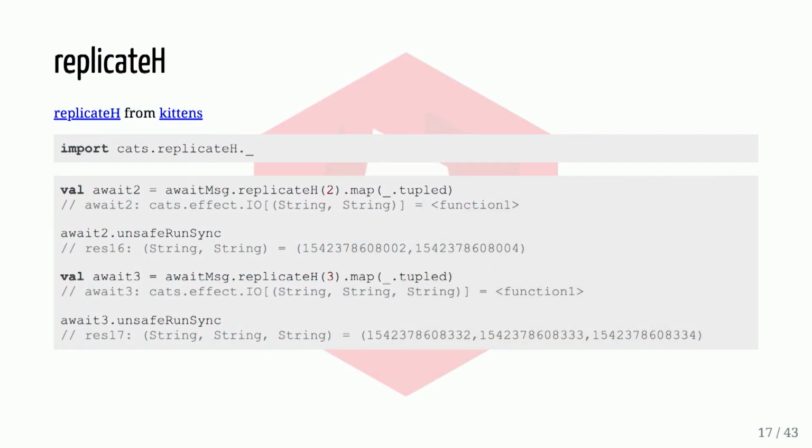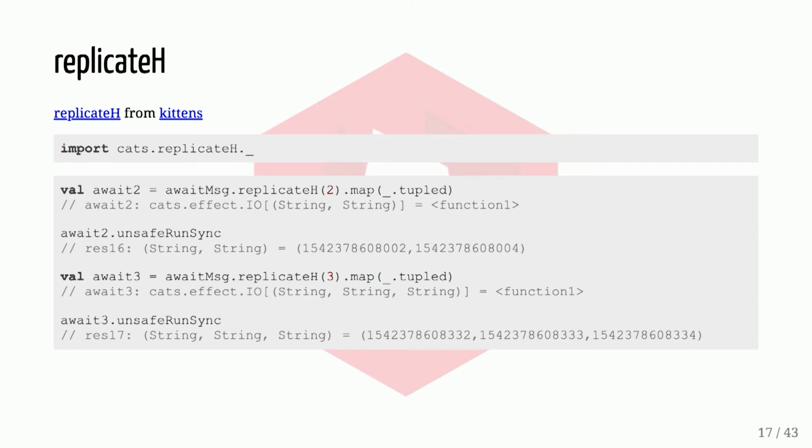So yeah, I think we agreed we could do better, and we wrote up a more general version of this that preserved the type safety. So this became replicateH, which actually lives in Kittens now. If we have time, I'll come back to the implementation, but I want to show some examples of using it. So if we take our same await message and replicate this twice with replicateH, then we still get back those 2 messages, but you can see the result type is an IO of a tuple 2 of String. And similarly with 3, tuple 3 of String. It's a similar pattern to before, right?